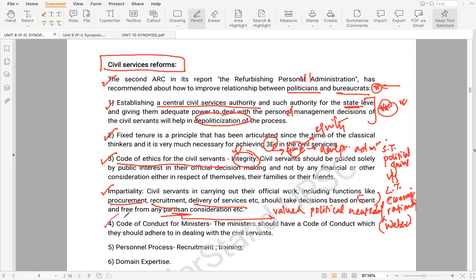You need a code of conduct for the ministers as well. So you've talked about how you need a code of ethics for the civil servants. Similarly, because politicians are also involved in this, you need a code of conduct for ministers. The minister should have a code of conduct which they should adhere to in dealing with the civil servants.